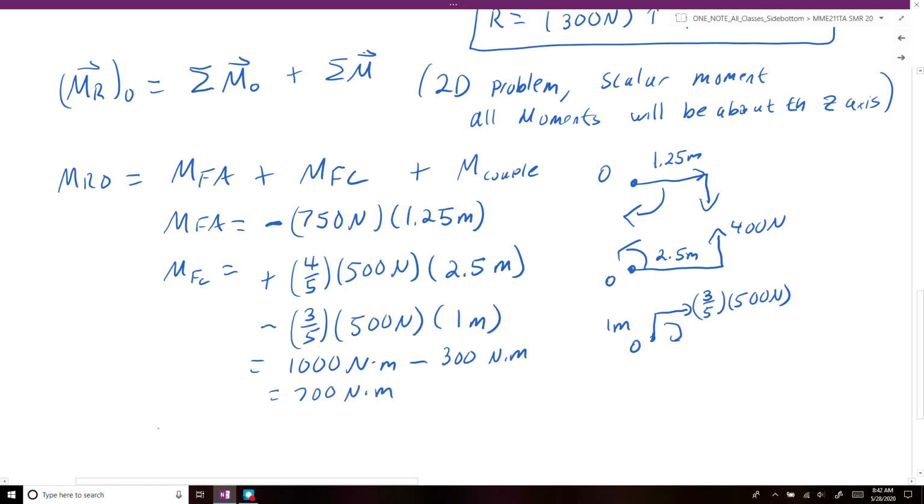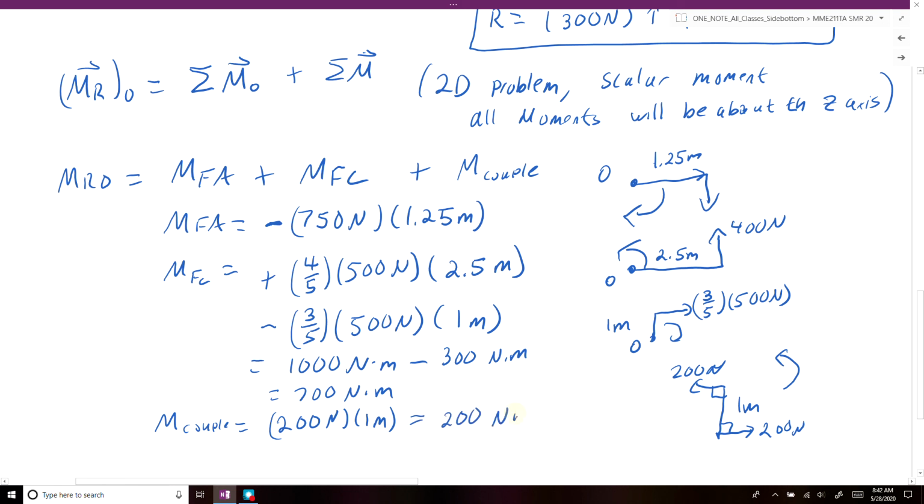And then for the couple moment, our couple has a 200 Newton force on each side, and they're separated by 1 meter. That's just going to be equal to force times distance. So this is equal to 200 newtons times 1 meter. And if we use the right hand rule, this is going to cause a counterclockwise rotation, and it's going to be equal to 200 Newton meters.